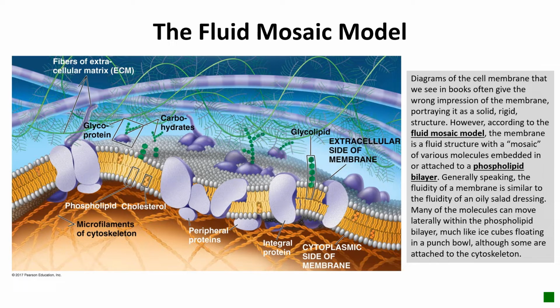Generally speaking, the fluidity of a membrane is similar to the fluidity of an oily salad dressing. Many of the molecules can move laterally within the phospholipid bilayer, much like ice cubes floating in a punch bowl, although some are attached to the cytoskeleton.